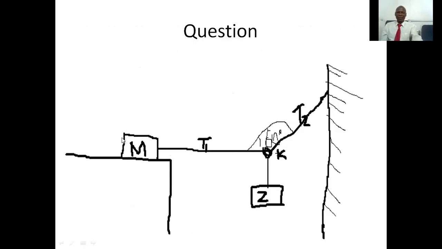We have a book here of mass M, and then there is a rope tied to a knot, where there is tension T1, and then there is this other rope with tension T2. The angle between T1 and T2 is 160 degrees. The knot here is K. We are supposed to find the weight of Z, which is another book hanging here.